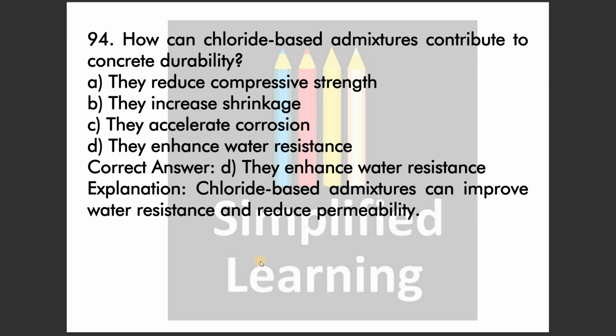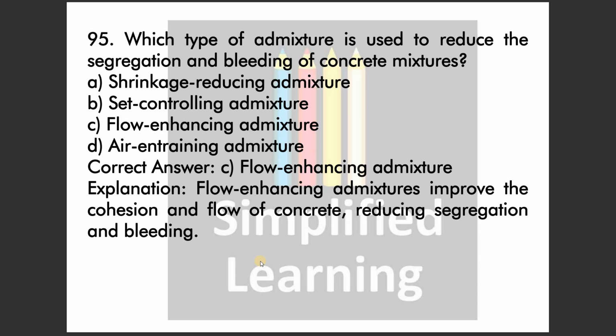or reinforcement get reduced. Then which type of admixture is used to reduce the segregation and bleeding of concrete mixture? Segregation means settling down of the contents of concrete, that is fine and coarse aggregates, and the layering of concrete is there. And in bleeding, the water comes out to the surface. These problems are called segregation and bleeding respectively. Then flow enhancing admixture improves the cohesion and flow of concrete, reducing segregation and bleeding problems.